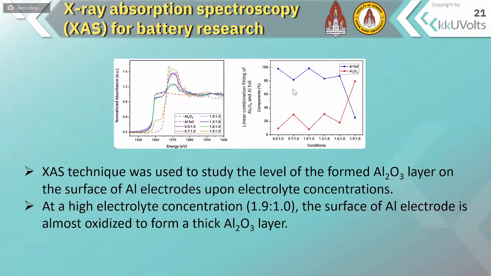The results show that we used X-ray absorption spectroscopy technique to study the level of the formed aluminum oxide layer on the surface of aluminum electrodes at different electrolyte concentrations. At the highest electrolyte concentrations, the surface of aluminum electrodes is almost fully oxidized to form a thick aluminum oxide layer.